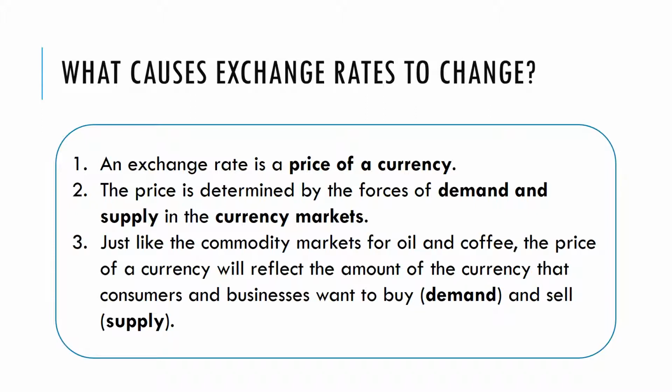So just like any commodity or product, oil or coffee, the price of a currency will reflect the amount of currency that consumers and businesses want to buy and sell. So when you go on holiday to Malia, you effectively take your pounds and you sell them, and you buy euros instead. So by doing that, you will have a small influence on demand and supply, and your increase in selling pounds would start the value of the pound against the euro to fall. You'd be causing a mini depreciation.